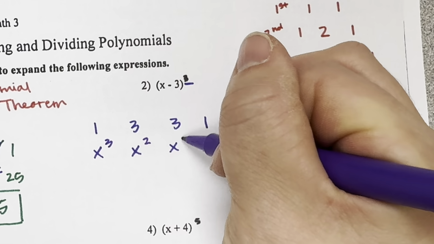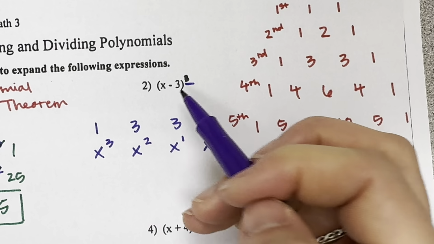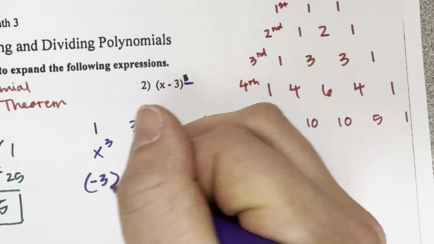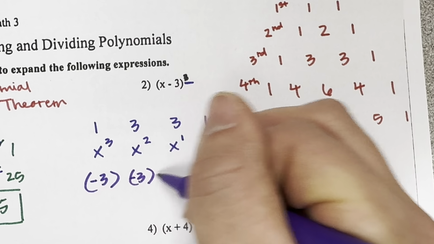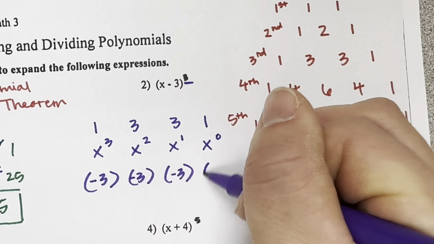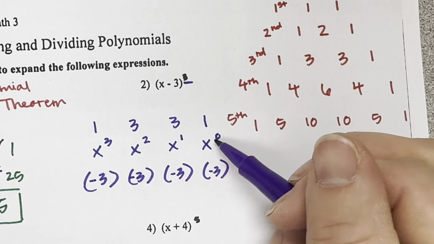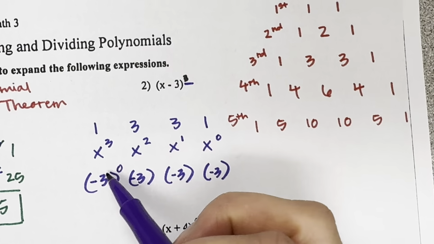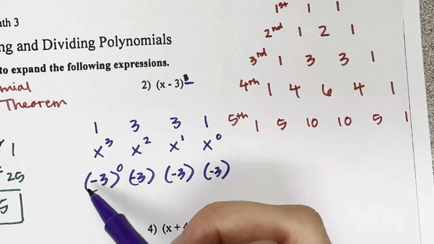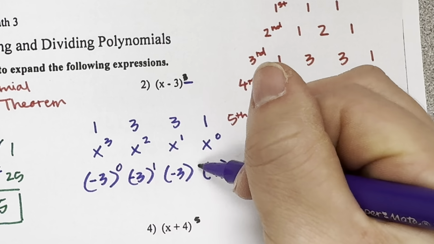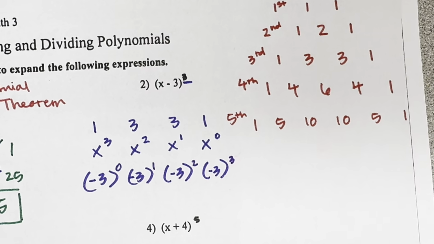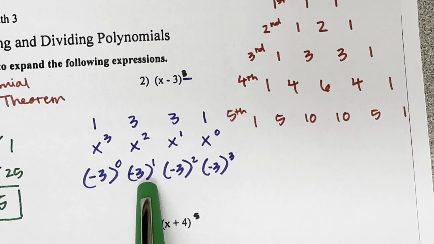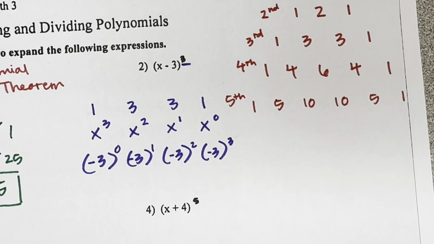3, 2, 1, 0. My second term is negative 3, and because there's a little negative, I'm going to put parentheses around it. Negative 3, negative 3. And I'm doing this because when I add my powers, we have to add it so the power is attached to the negative 3, not just the 3 or the negative 1. Okay, so 0, 1, 2, 3. Okay, so now that I have that, I can just multiply straight down to find my final expression.